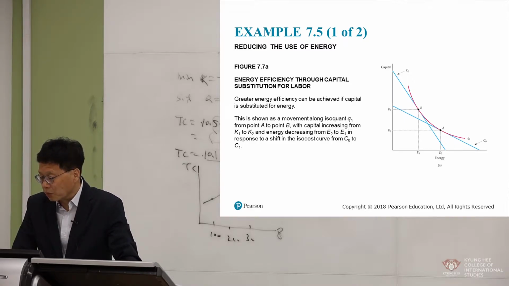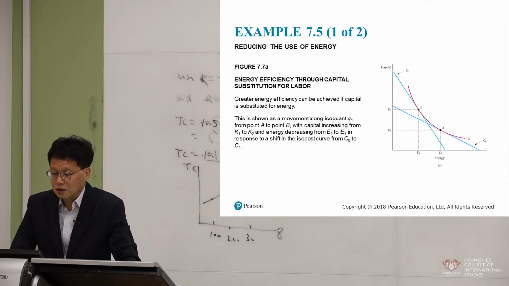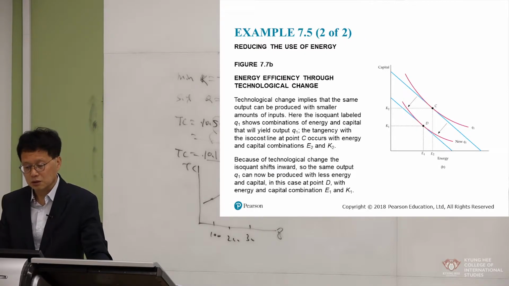At point B, energy use decreases compared to the equilibrium point at A, but capital employment increases. Capital use increases and energy use decreases, so substitution happens. Energy efficiency, energy saving through capital substitution for labor. Now we go to the next example.